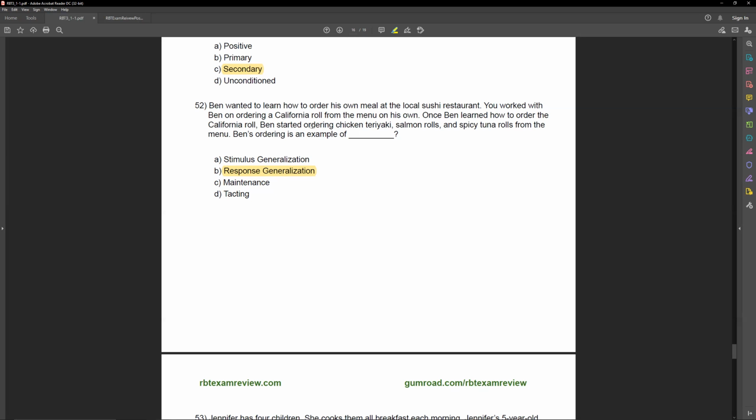So 52, Ben ordering all these other items, okay, off the same menu after you taught him how to order one item is an example of response generalization.